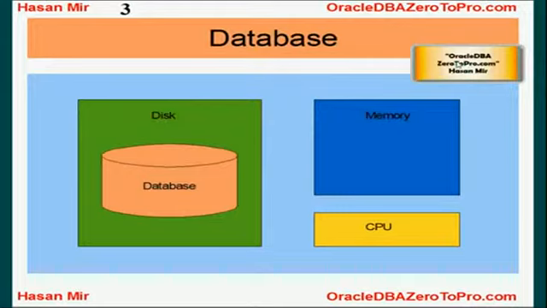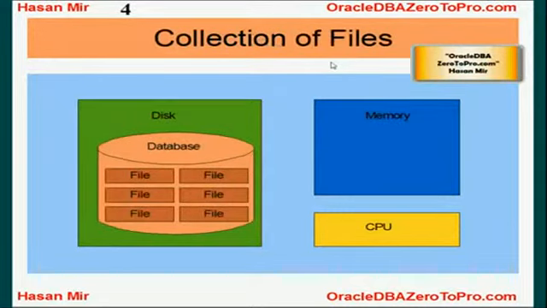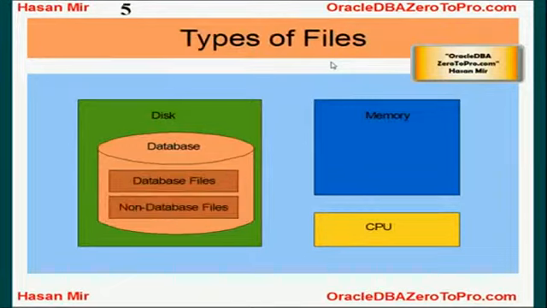Let's talk about database. Database resides in the disk. What is a database? Database is simply a collection of files which are sitting on the disk. What kind of files? There are two main types of files: database files and non-database files. There could be multiple database files and multiple non-database files.